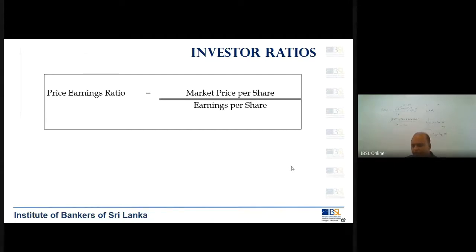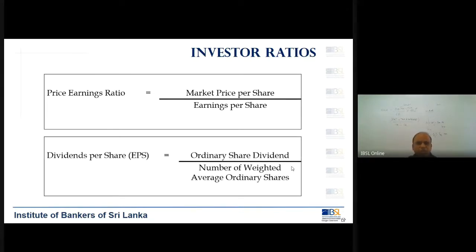Then for every investment, I told you that you will pay a dividend. So what is the dividend that you have paid? And will it be worthwhile for the investor? Those are the questions that will come from an investor's point of view. That is why we call these ratios investor ratios.